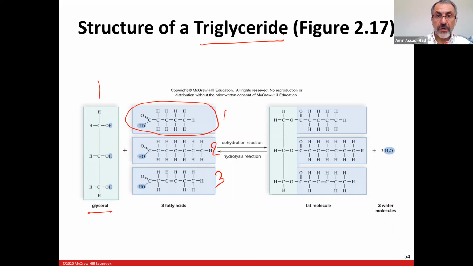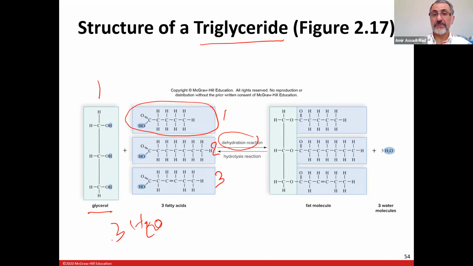And what happens? What process? The process of dehydration. So the OH of this fatty acid from the acid end combines with the hydrogen of the glycerol, gives water. How many water molecules? 3 fatty acids attached to a glycerol, 3. Okay, I hope I'm making some sense.